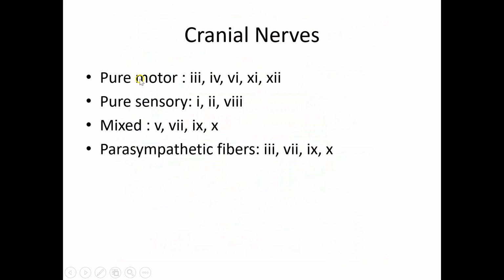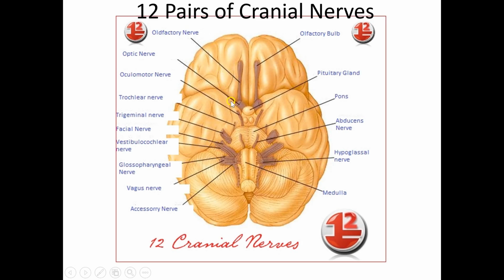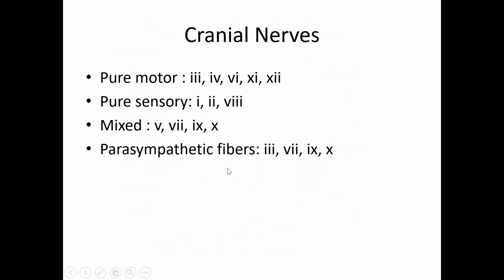Cranial nerves can be pure motor: third, fourth, sixth, eleventh, and 12th cranial nerve. Here we can see the third cranial nerve, that is pure motor. The fourth cranial nerve is also pure motor. Third and fourth are involved with extraocular muscles. Similarly, the sixth cranial nerve, abducens nerve, is also involved with extraocular muscles. It is also a pure motor nerve. And hypoglossal nerve and accessory nerve. These five are pure motor nerves.